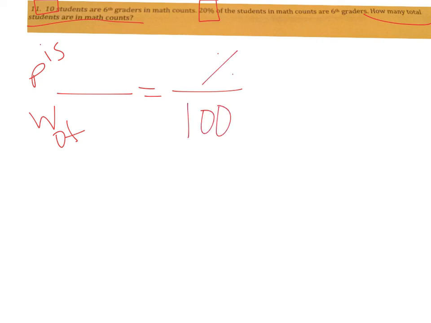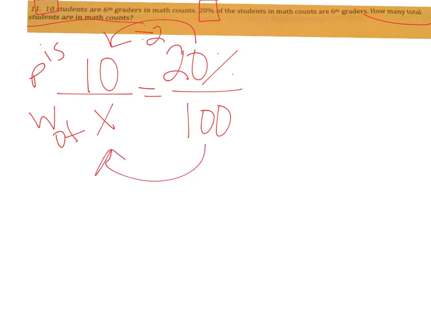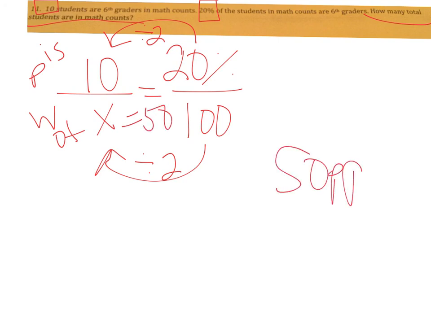Well, 10 of the students in Math Counts are 6th graders, so that's only part of the students. So 10 is our part. And we know that those 10 who are 6th graders represent 20%. So we're trying to find the whole. Well, we notice that 20 divided by 2 is 10, so 100 divided by 2 is 50. So there are 50 people in Math Counts.